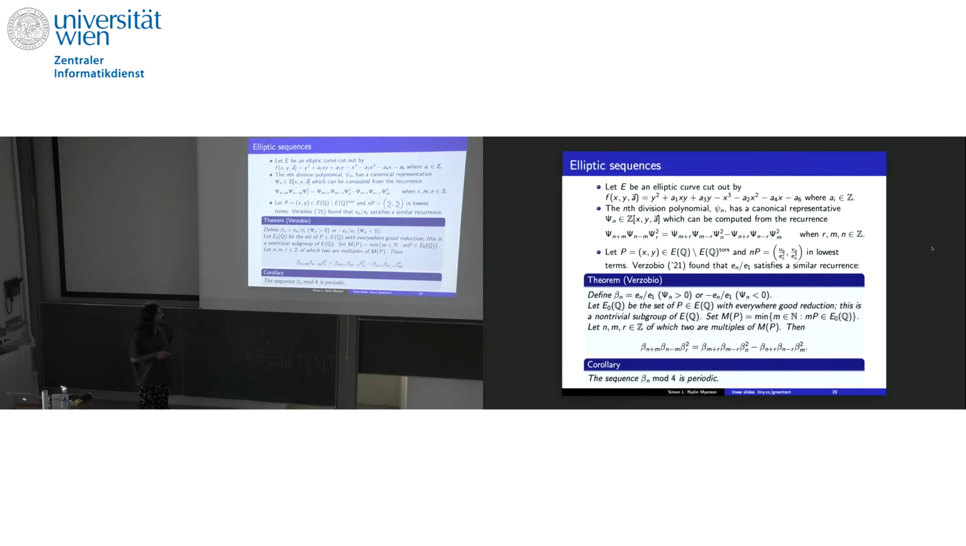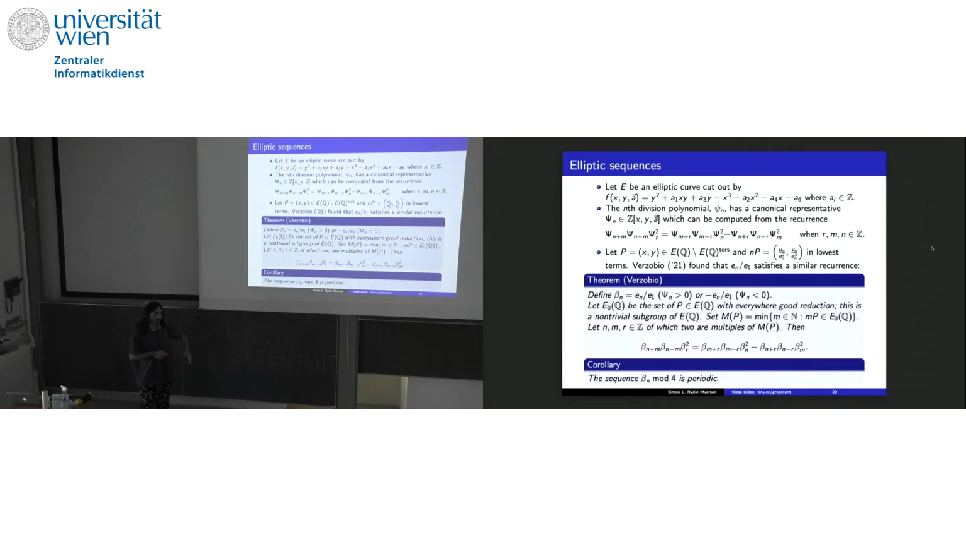Okay, so there's an assumption here, which is that this n and m and r that appear in this recurrence relation are allowed to be any integers, except that at least two of them have to be multiples of a certain quantity, capital M. The way I've written it, any two can be multiples, but this thing is symmetric enough that it's equivalent. What is capital M? Capital M is the smallest natural number such that M times P has everywhere good reduction.